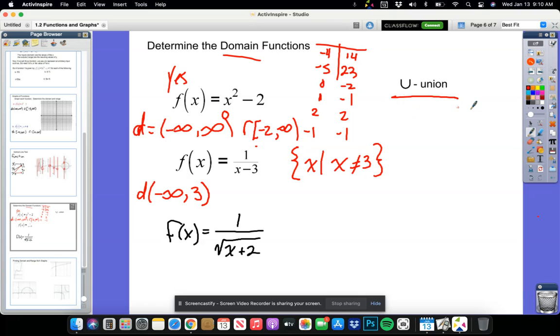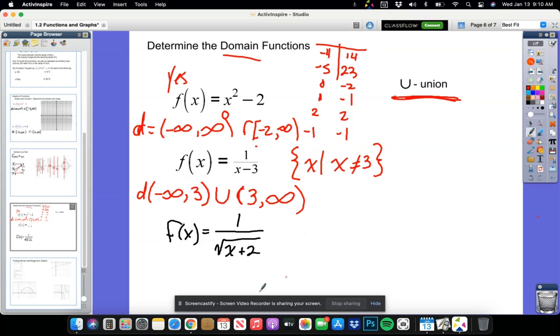We're introducing the union. Union means you're going to put two of these notations together. So union, and then starting from 3, and again, when you put the parentheses, it means it does not include the 3. You go from 3 all the way to positive infinity.